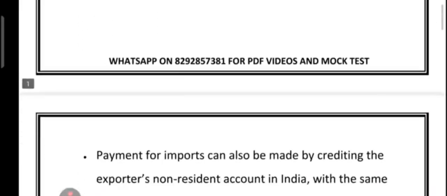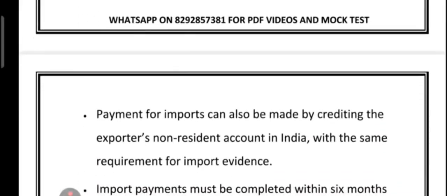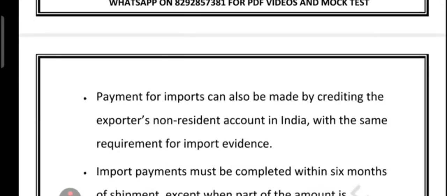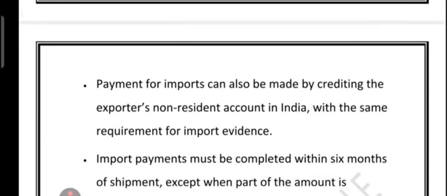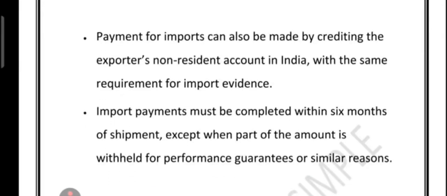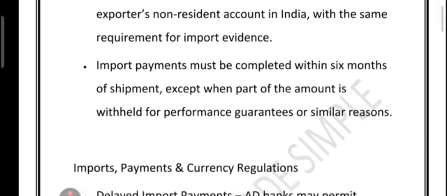Payment to the exporter can be made in a different way. Instead of sending money abroad, you can credit their non-resident account in India. But remember, even then, you must prove import evidence. And finally, you need to make the payment within 6 months of the shipment date. The only exception is if you have held back some amount for reasons like performance guarantee. So in short, we can say import freely, follow the paperwork, keep the proof, and don't miss the payment timeline. Right? So I hope this is clear now.